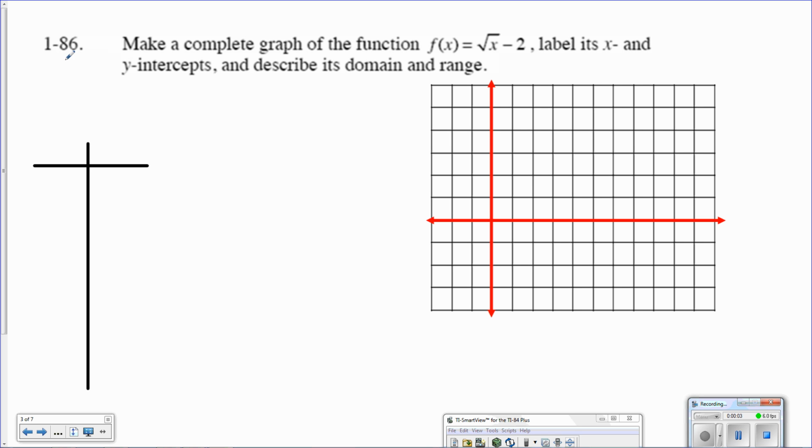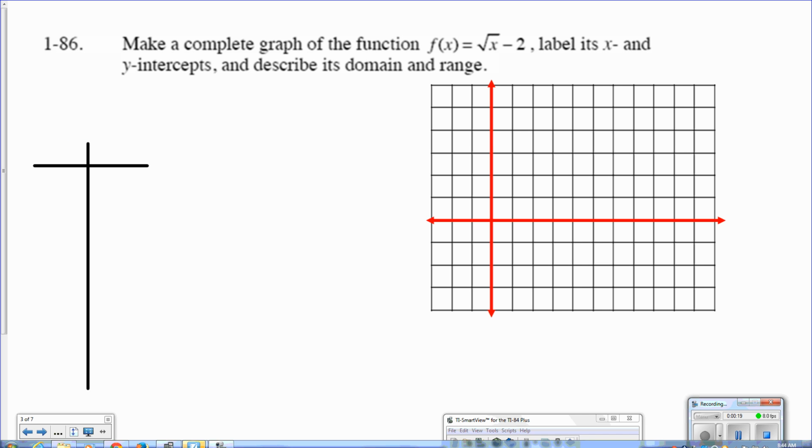Problem 1-86. Make a complete graph of the function f of x equals the square root of x minus 2, label its x and y intercepts, and describe its domain and range. All right, let's get started here.